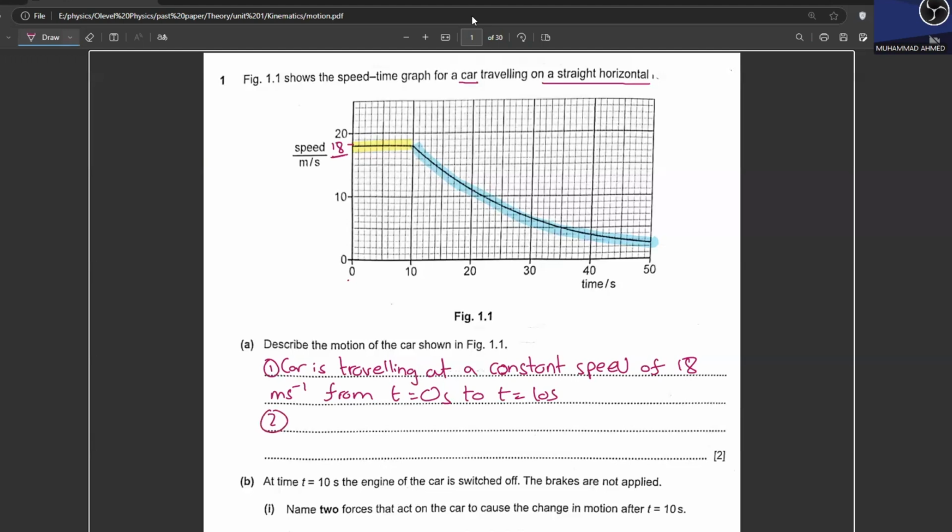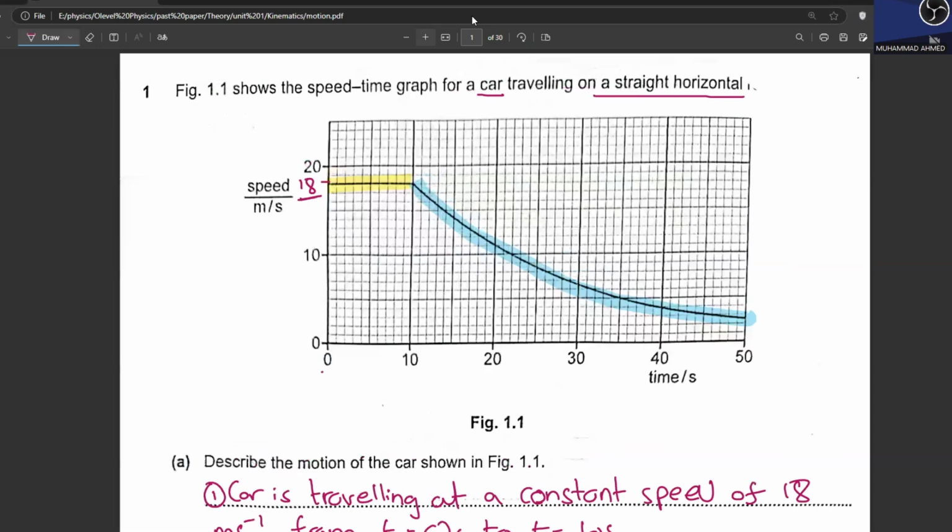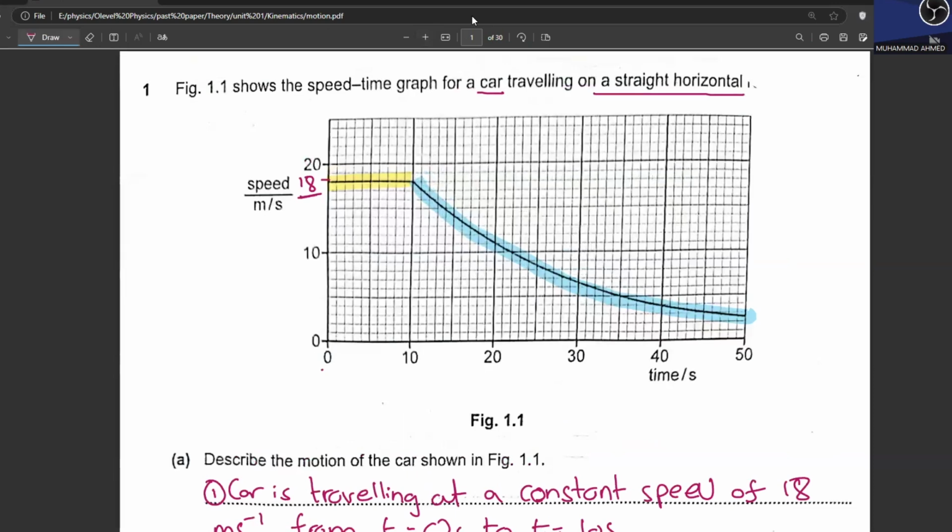And from t = 10 seconds till 50 seconds, the car is decelerating. Okay. And if you are an A star student, you will also tell the value of deceleration.